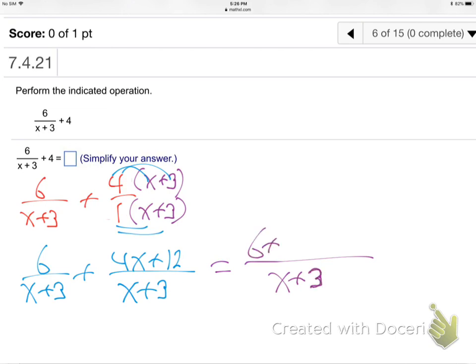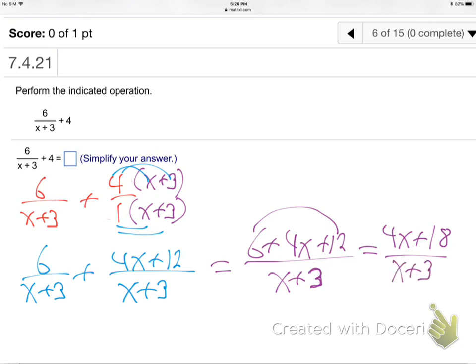And 6 plus 4x plus 12. And then you can combine like terms. That's going to be 4x plus 18, right? 6 and 12 makes 18 over x plus 3. Now you could factor that top, but it doesn't matter because nothing will happen.